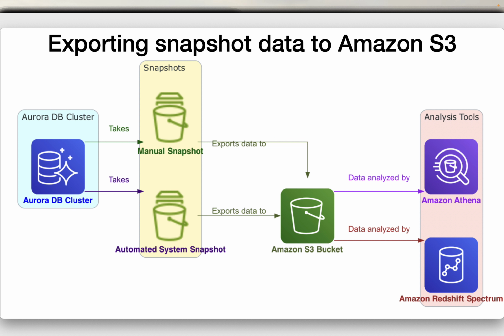Exporting snapshot data to Amazon S3. So we have seen exporting cluster data. Now we are seeing snapshot data. So you can export Aurora DB cluster snapshot. Before was cluster data, this is cluster snapshot data to S3 bucket. Then you can export manual snapshots and automated system snapshots. After the data is exported, you can analyze the exported data directly through tools like Athena or Amazon Redshift Spectrum.